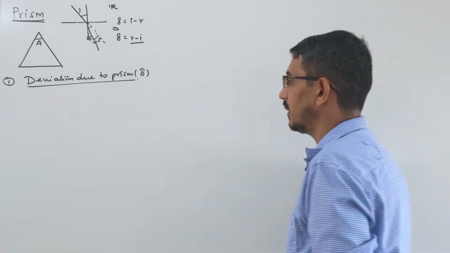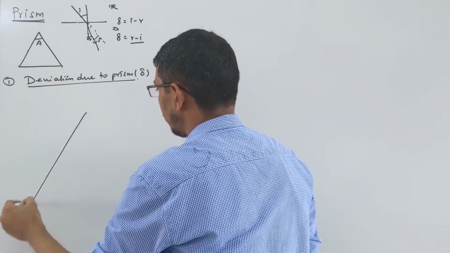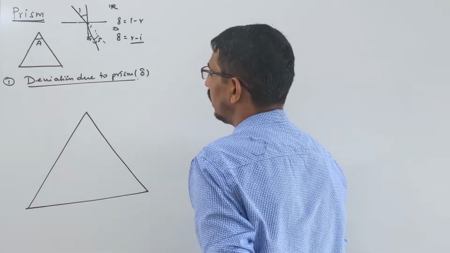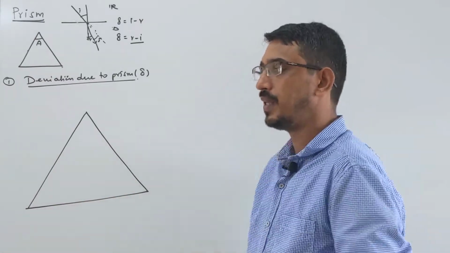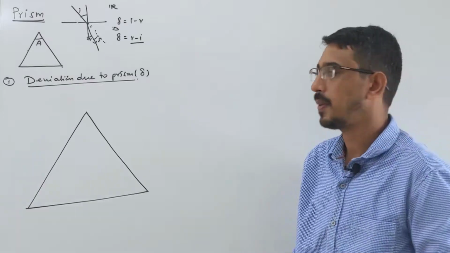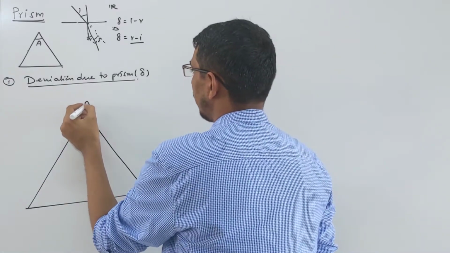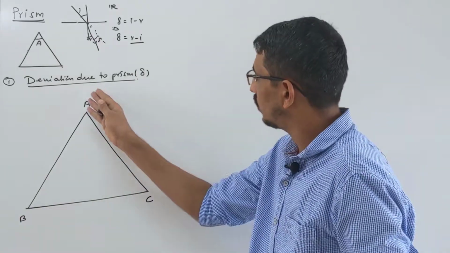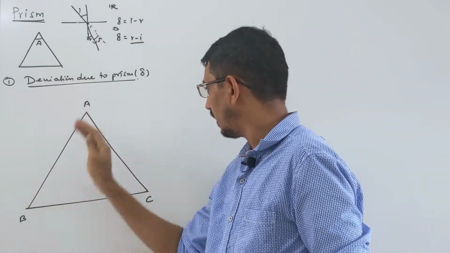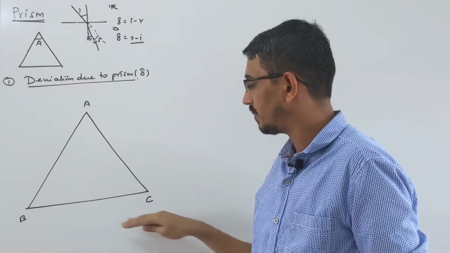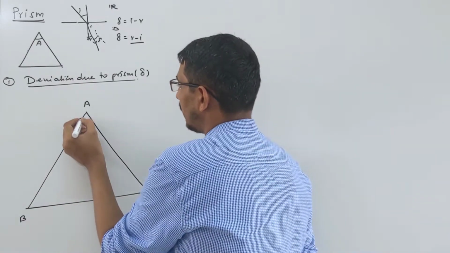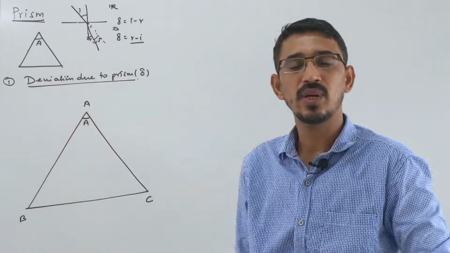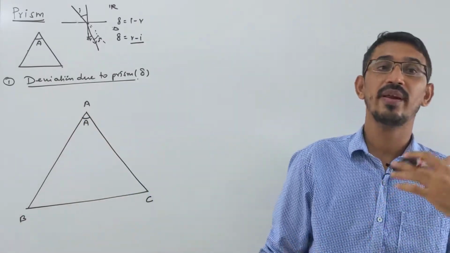Let's draw a little bigger picture because there will be many small things. This is some prism, maybe equilateral or any type, doesn't matter. Let's give names A, B and C. These are the two plane sides AB and AC. This is the base of the prism. This angle we call A.